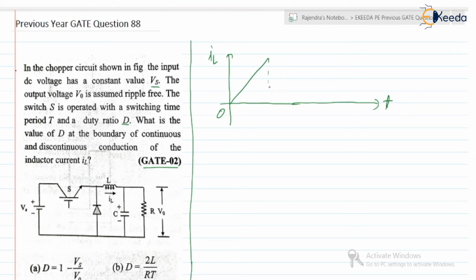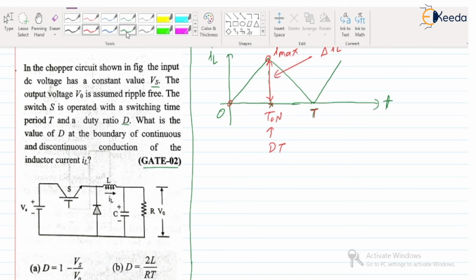From 0 to T on, inductor current increases, and from T on to T, it goes on decreasing, and again after that it increases. So here, this time is T on, and T on is nothing but DT only. And this is the total time T we are having. Next, this is I max, that is the peak value of inductor current, and this is 0. So can we say that this indicates the delta IL, that is the change in inductor current or the ripple in inductor current.